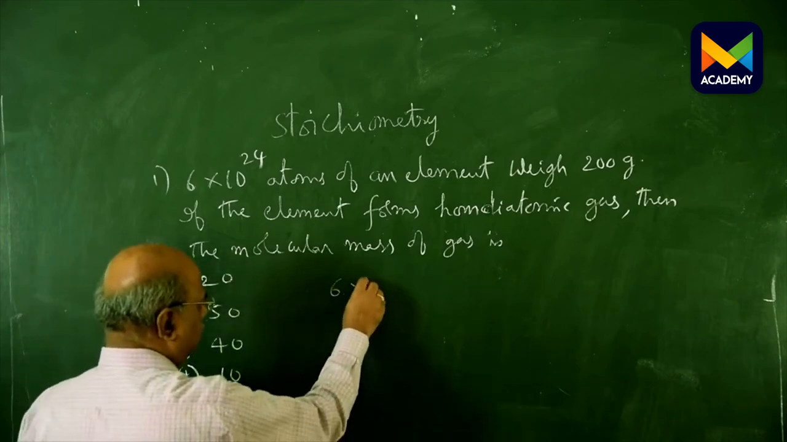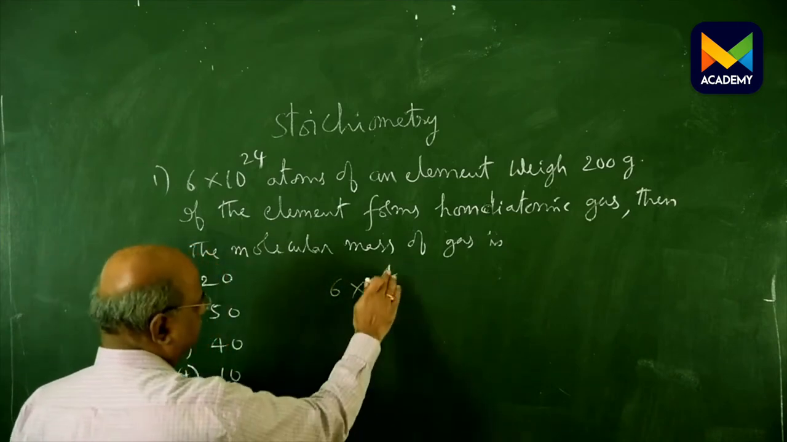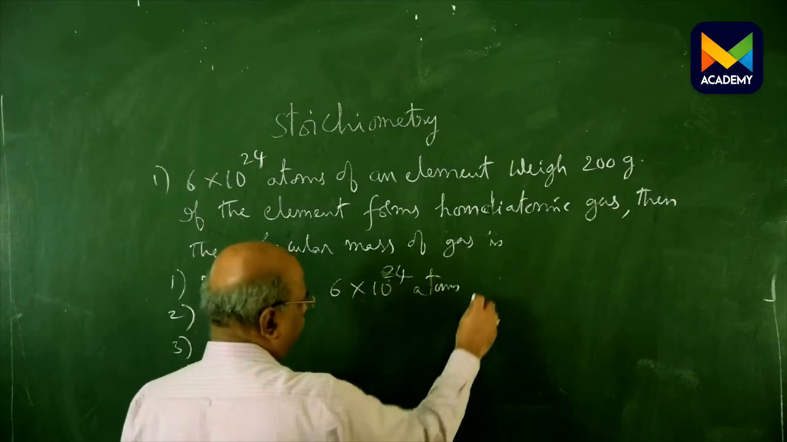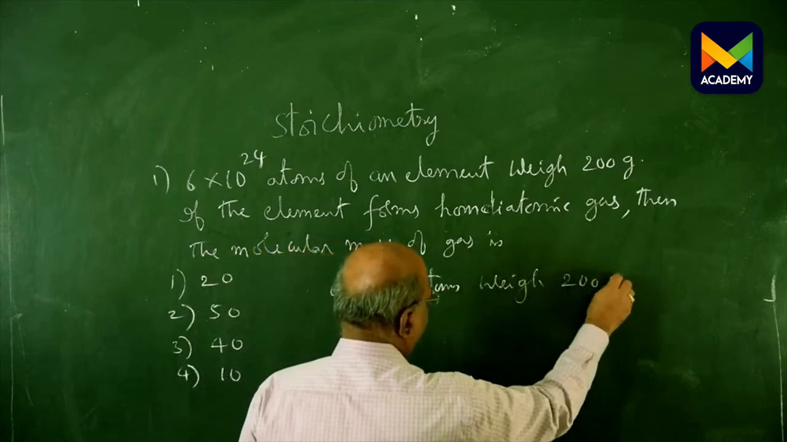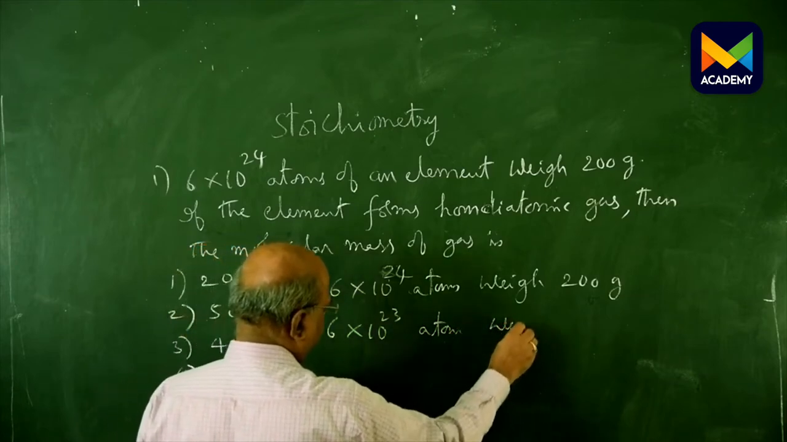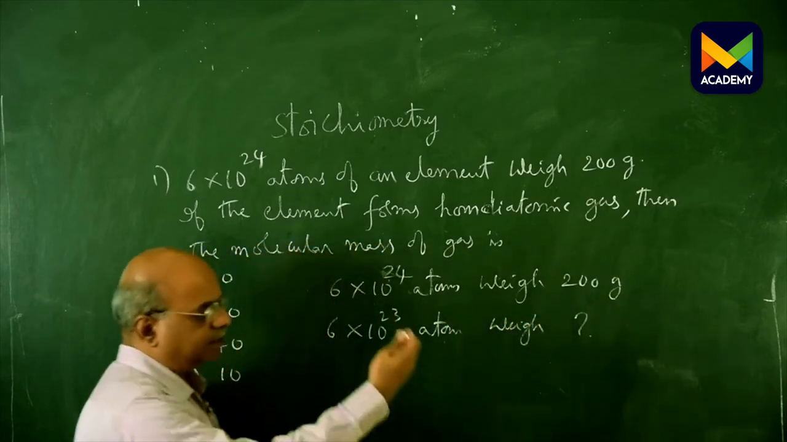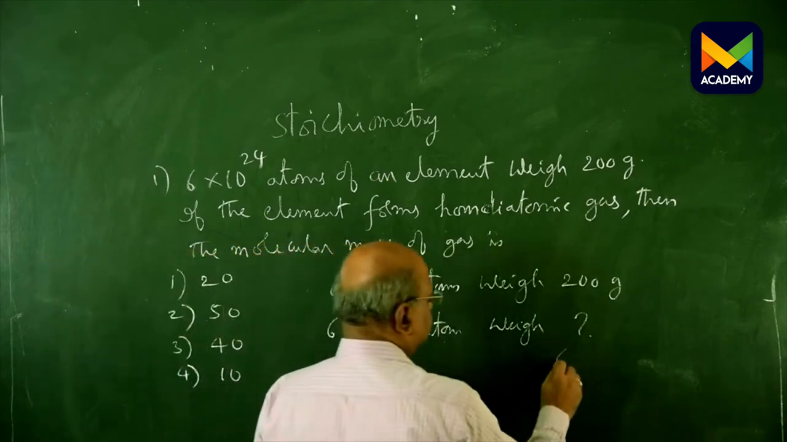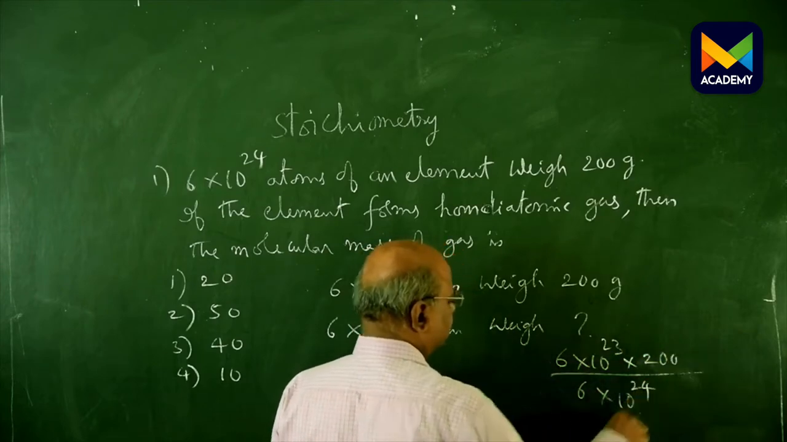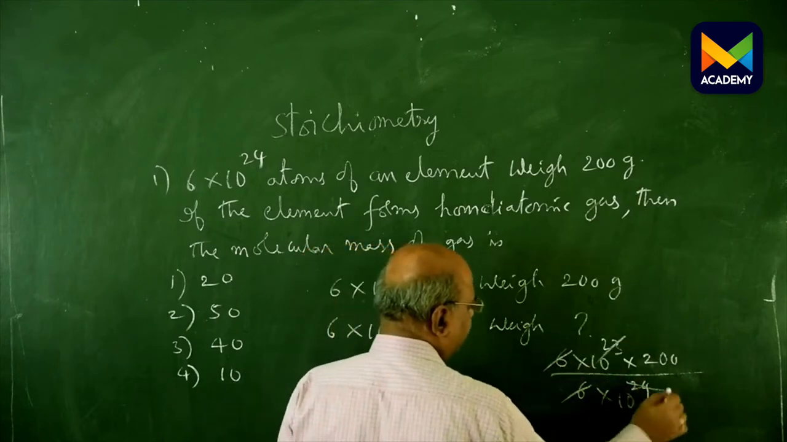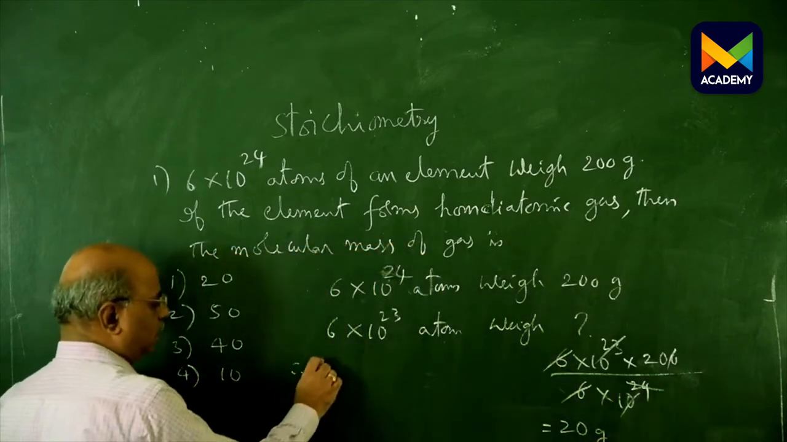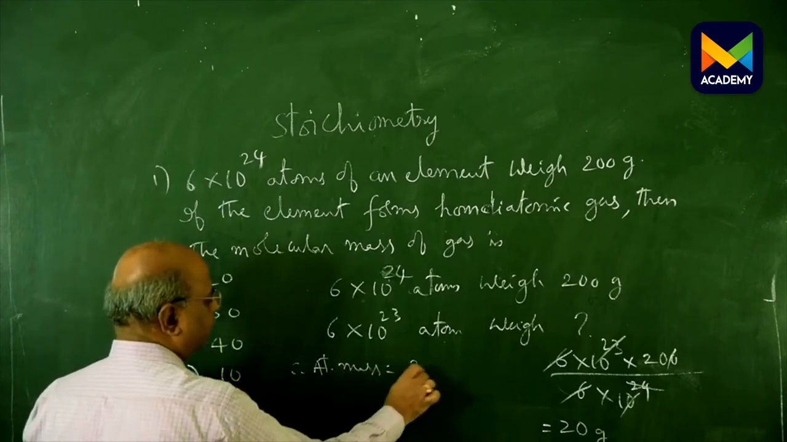So the first part here: 6 into 10 power 24 atoms weigh 200 grams. 6 into 10 power 23 atoms weigh how much? That becomes the atomic mass of the element concerned. 6 into 10 power 23 into 200 by 6 into 10 power 24. 6 gets cancelled, this power I can cancel, so it is coming to 20 grams. Therefore, atomic mass must be 20.